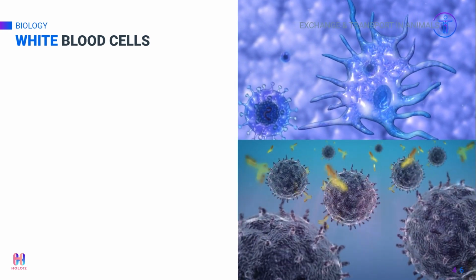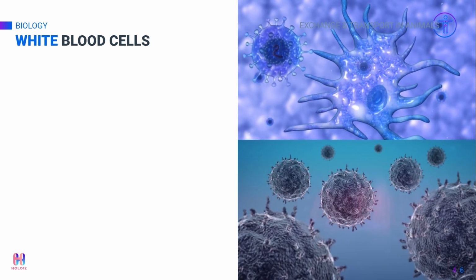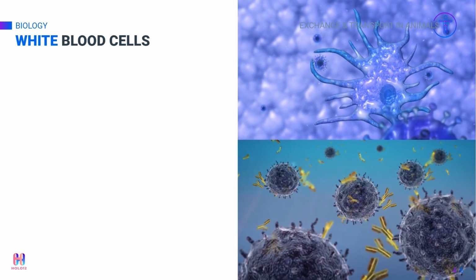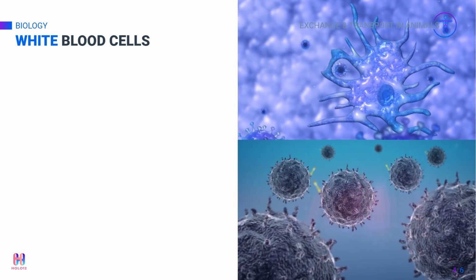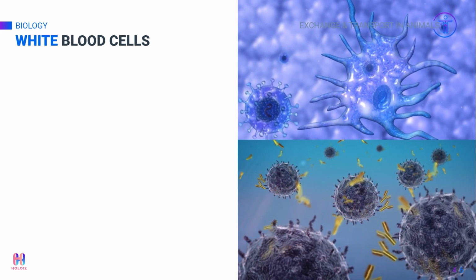Lymphocytes help defend the body in two different ways. Firstly, by producing antibodies against harmful microorganisms. Secondly, they produce certain antitoxins that neutralize toxins produced by harmful microorganisms.